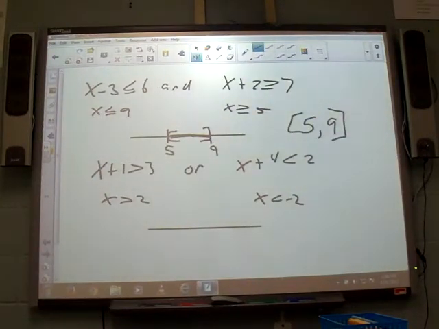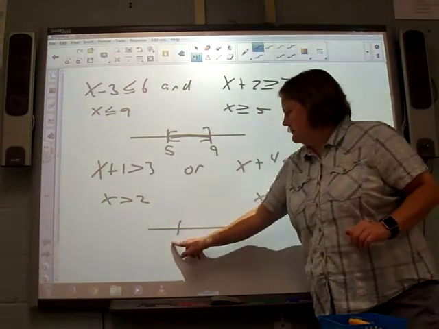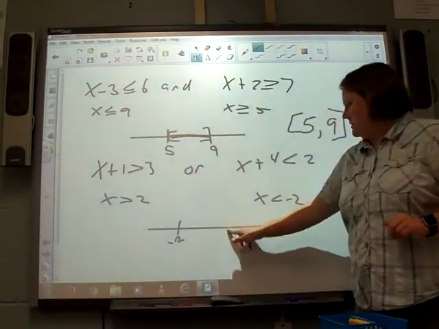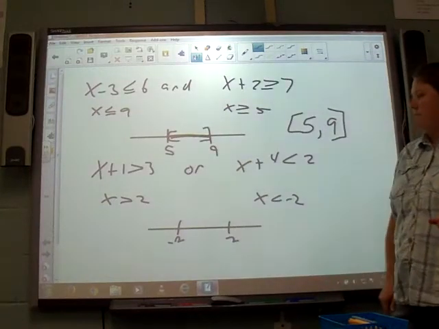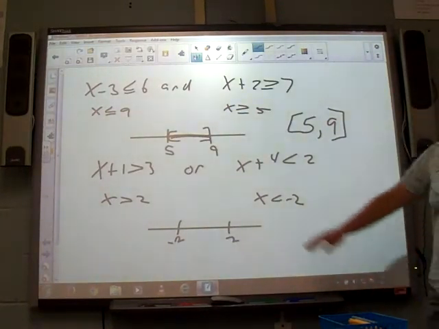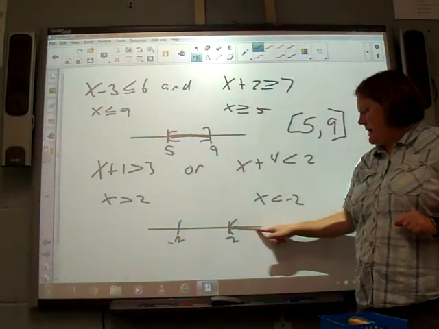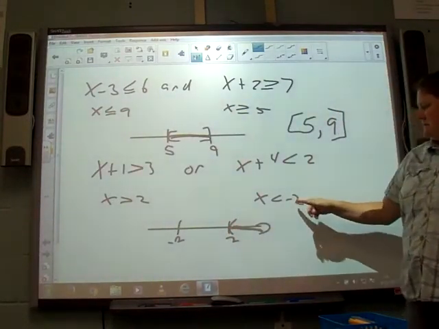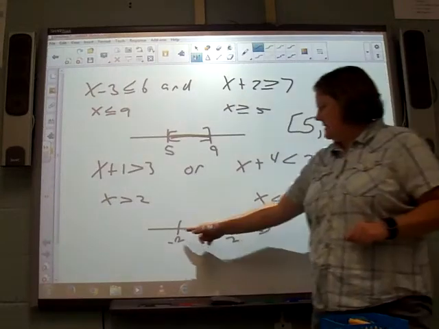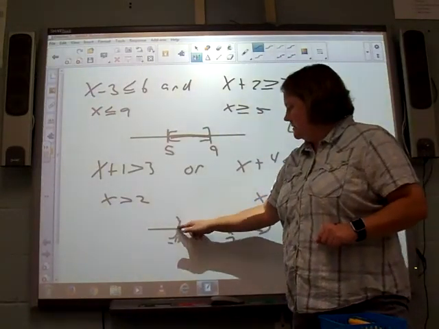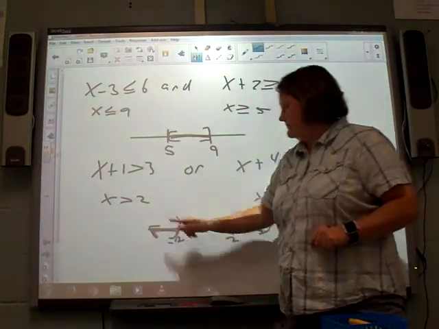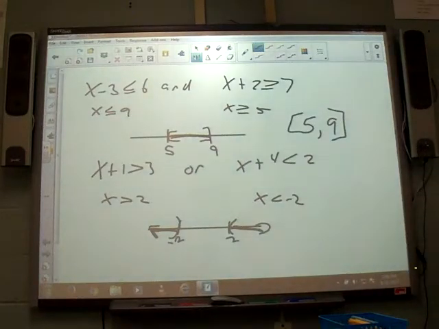All right, the bottom one. Got -2 is smaller, so I need to put it on the left. 2 goes on the right. These both just have a parentheses. Greater than 2 be a parentheses and greater's to the right. Less than -2 be a parentheses and less is to the left. So how's my number line? Good. All right, interval notation.